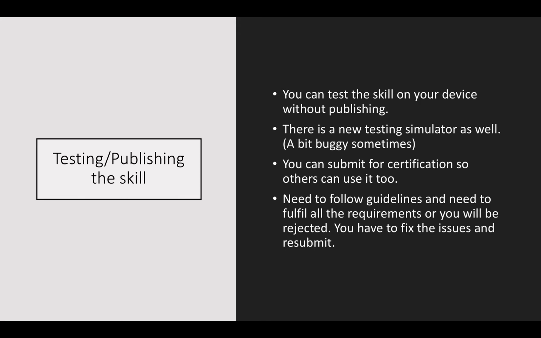Now, building and publishing are two different things. Publishing means that you have to submit your skill to Amazon for certification, and they will test your skill and find bugs. They'll give you feedback if you haven't followed certain guidelines or haven't fulfilled some requirements, and all you have to do is address whatever issues they've found and resubmit. And at that point, when they certify your skill, other people can use it as well.